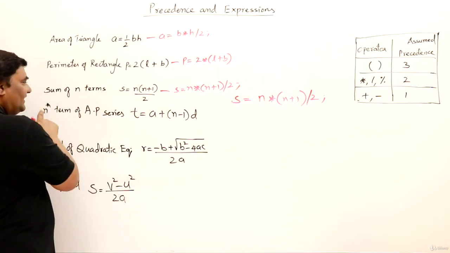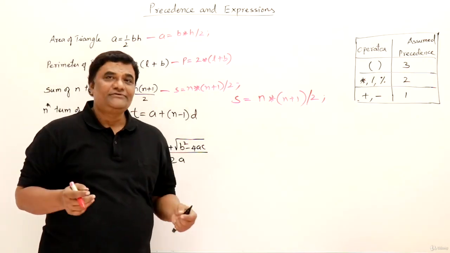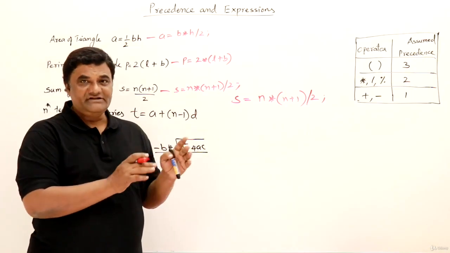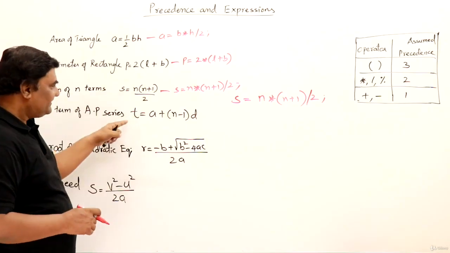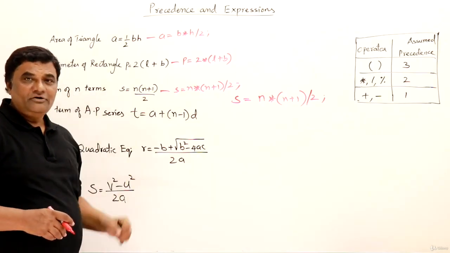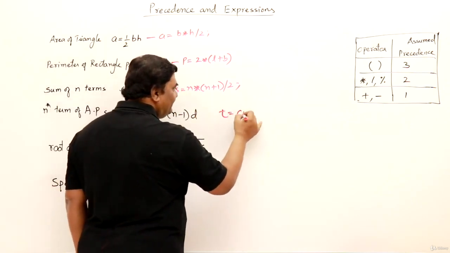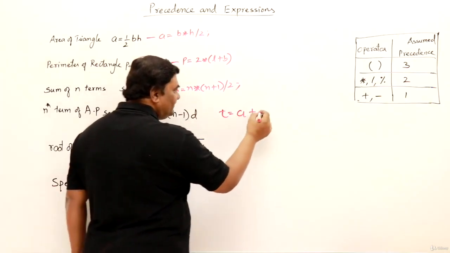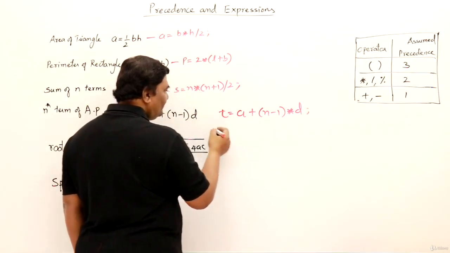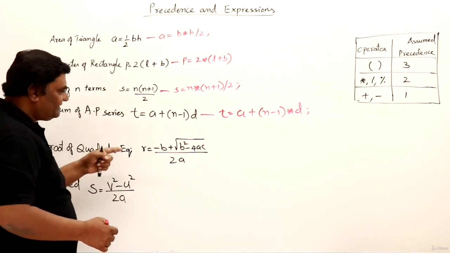Now the next formula, nth term of AP series, that is for arithmetic progression series. If you know the first term and the common difference, then you can find out the nth term of a series, any term of a series. So that is the formula, t is equal to a plus n minus 1 into d. Let us write it in the form of an expression. T assigned with a plus n minus 1 inside bracket into d. This is the formula.